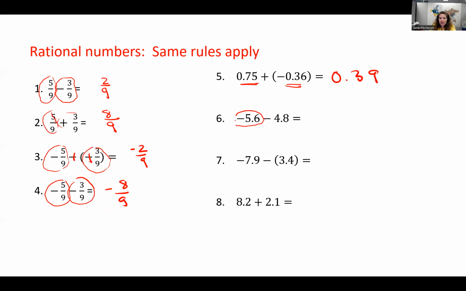Number 6, we have 2 negative numbers. We're going to add and keep. So I have negative 5.6 combined with negative 4.8, and we get negative 10.4. All right, number 7, we have a negative combined with a negative. That means we're going to add and keep. And we get negative 11.3. And then the last one is 2 positive numbers. We're simply adding those together and we get 10.3.